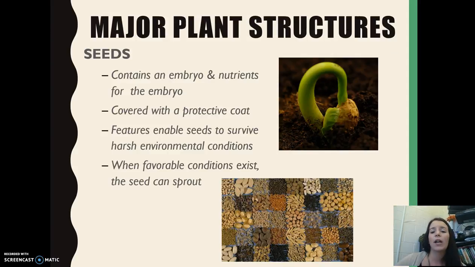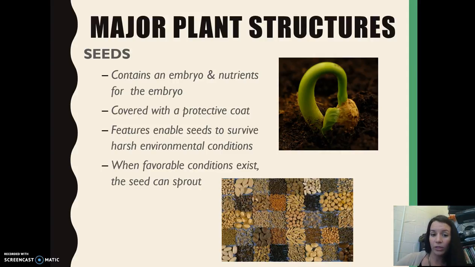Seeds are also a very major plant structure. These are important for the reproduction of plants. They contain an embryo, but they also have nutrients for that embryo, and they are covered with a protective coat. These features enable seeds to survive harsh environmental conditions. Some seeds, for example, must have a forest fire for them to even start to germinate. So they have to be very durable at times.